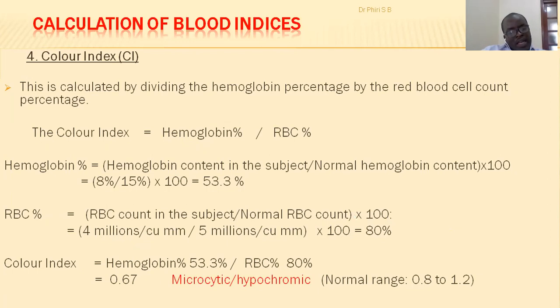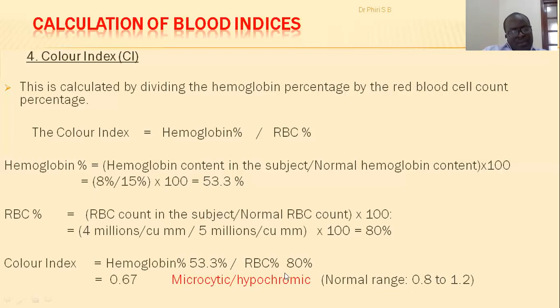percentage. So your color index will be equal to the hemoglobin percentage divided by the red blood cell percentage. The hemoglobin percentage is 58.3%, divided by the red blood cell percentage we calculated, 80%. When you divide the two values, it gives you 0.61. You compare it to the normal range. On average it should be 1, and the normal range is 0.8 to about 1.2. So this value is reduced when you compare to the normal range. So you're also having microcytic hypochromic.